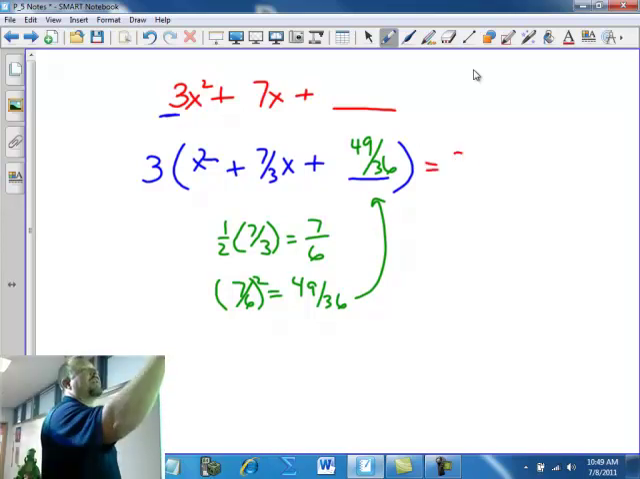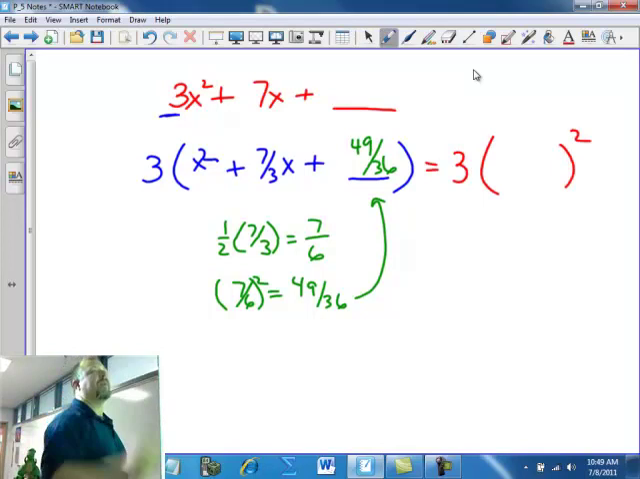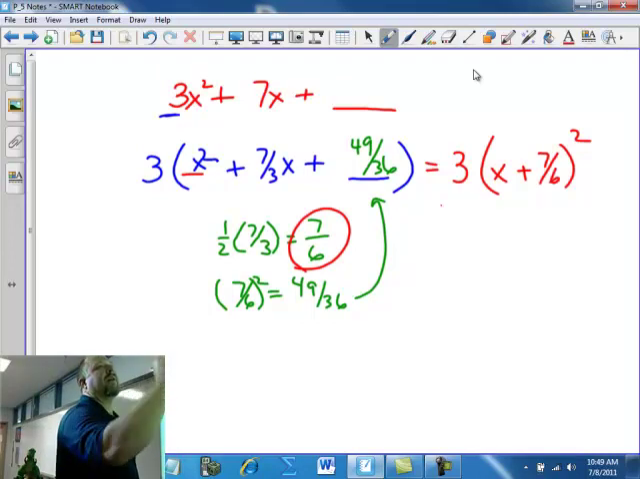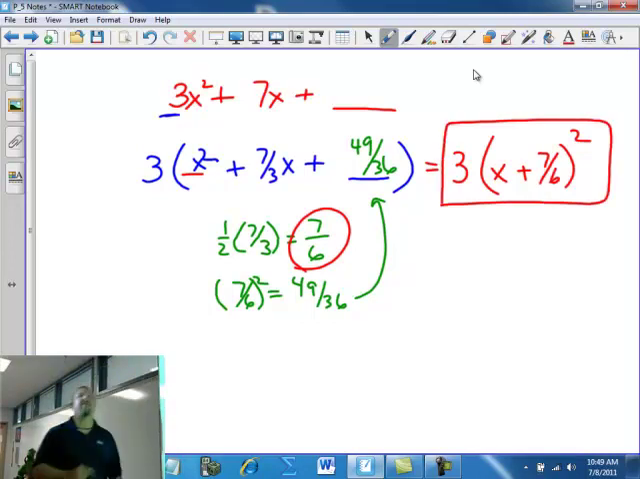And my final expression then is 3 times something squared, it's going to be x plus this 7/6. And there we have it. I have now added something to complete my square and taken it one step further to factoring the entire process.